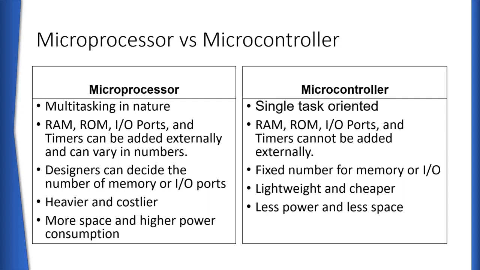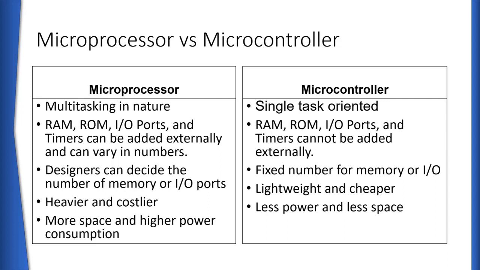A microprocessor has RAM, ROM, input-output ports and timers, and they can be added externally and can vary in numbers. While in microcontrollers, RAM, ROM, I/O ports and timers cannot be added externally. These components are embedded together on a chip and are fixed in numbers. Microprocessor designers can decide the number of memory or input-output ports needed. While microcontrollers have a fixed number of memory or input-outputs, making the microcontroller ideal for a limited but specific task.